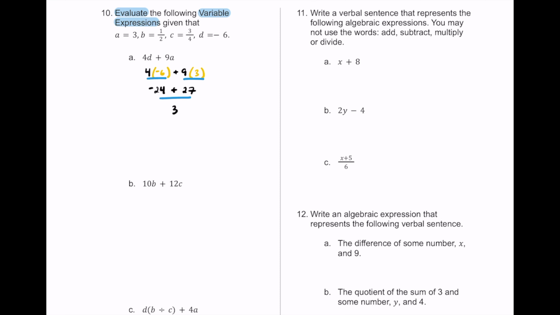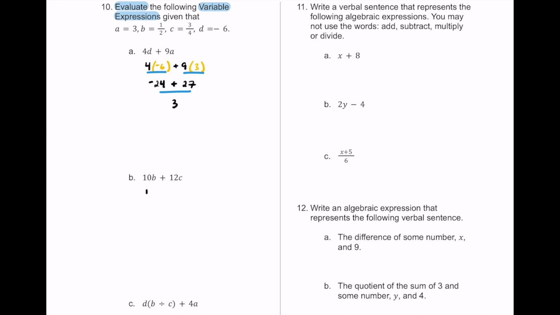Okay, taking a look at B, we have 10B plus 12C. So we have 10 times whatever B is. So let's see, we have 10, what's B? Looks like B is half. So let's go ahead and write it, that's going to be a half here. And then plus 12 times whatever C is. Looks like C is going to be 3/4. Let's go ahead and do both multiplication problems at the same time here, so we don't have to do too many extra steps. 10 as a fraction is 10 over 1 times 1 over 2, plus 12 as a fraction is 12 over 1 times 3 over 4.